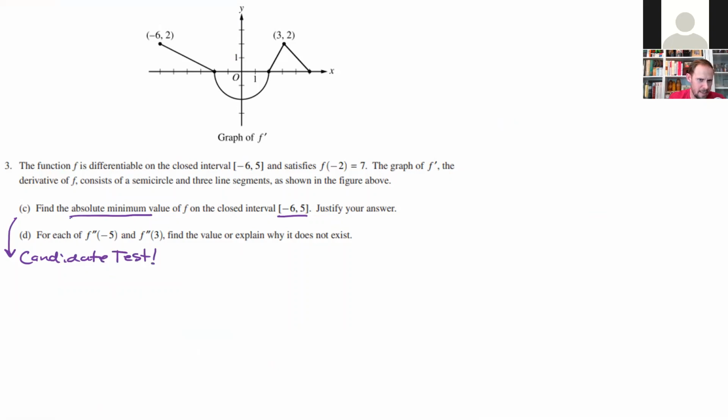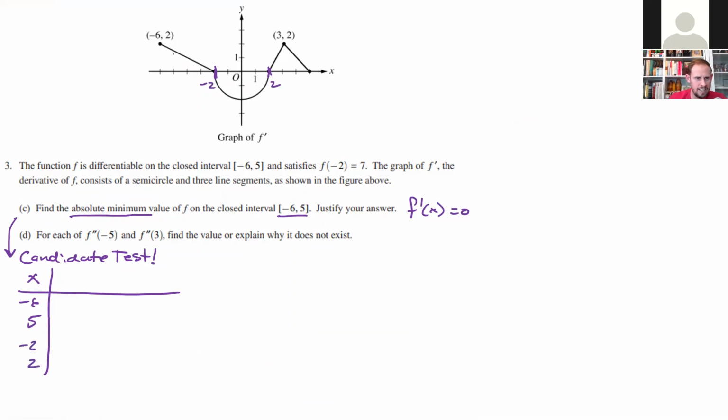All right, so whenever they say absolute anything, candidate test. Our candidates, our x values, first of all, they're going to be the two endpoints, -6 and 5. And then the other candidates will be where the derivative is equal to 0. So it's equal to 0 right there. It's equal to 0 right there. Technically there again, but we're already including that. That's 5. So -2 and 2 both also need to be candidates.